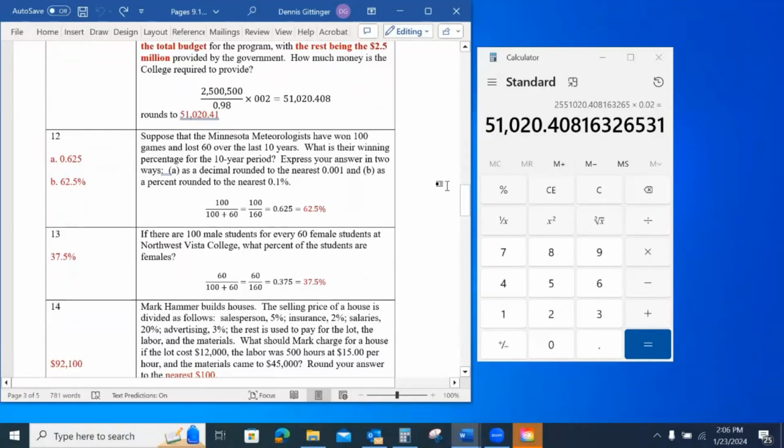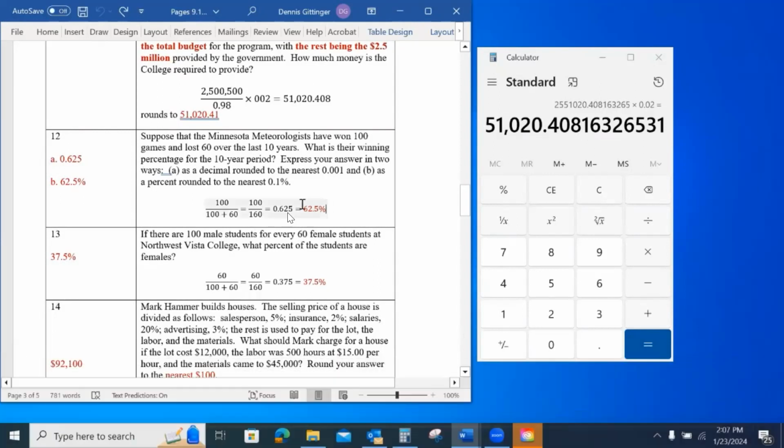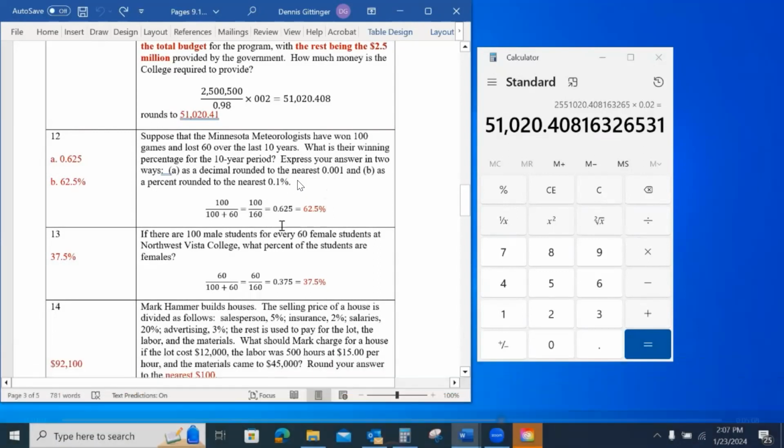Yikes. So the Minnesota team has won 100 games and lost 60 over the last 10 years. If you want to know their winning percentage, you divide the number of wins, 100, by the number of games. This is just like the Spurs problem. That's 100 divided by 160, and I've asked for two answers. One, rounded to the nearest 0.001, which turns out to be 0.625, which is 62.5%. It comes out even, so you don't have to worry about any rounding. It's already right there at the nearest 0.1%.